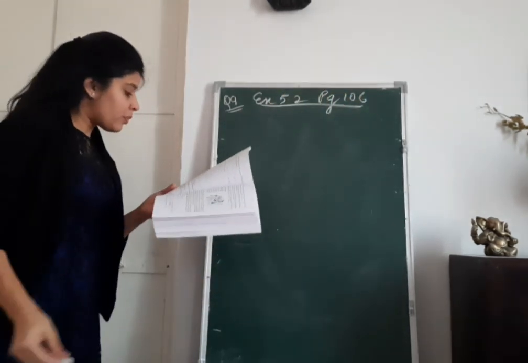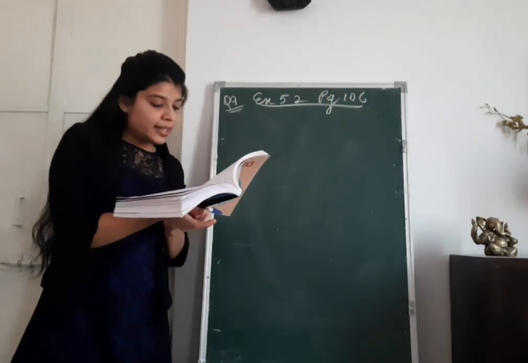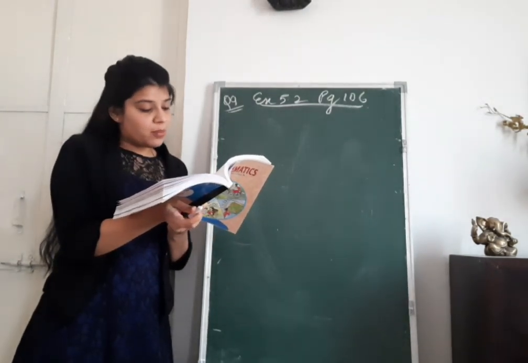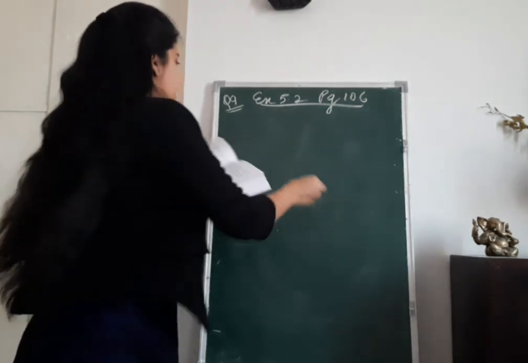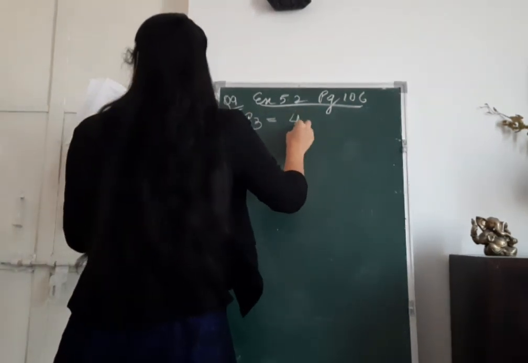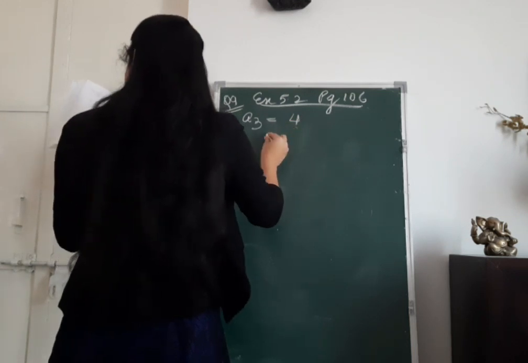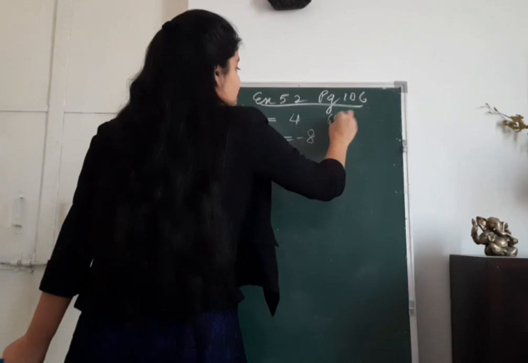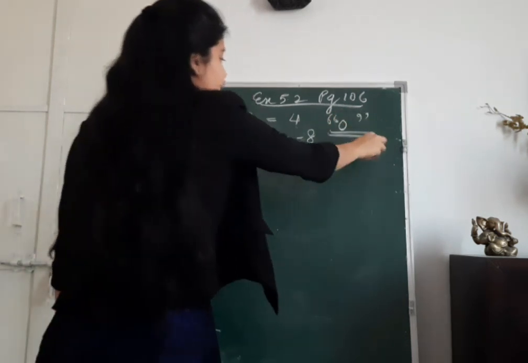106. If the third and the ninth term of an AP are 4 and minus 8 respectively, which term of this AP is 0? So they have given you a3 is equal to 4 and a9 is equal to minus 8, and I need to find out 0 is which term of this arithmetic progression.